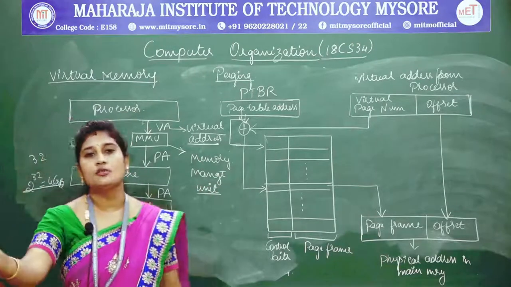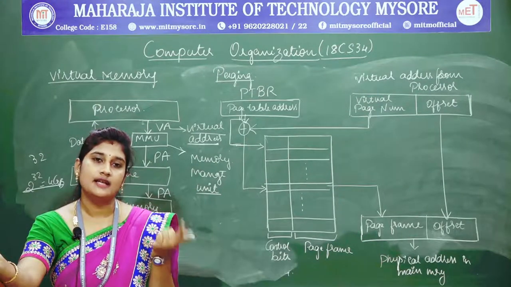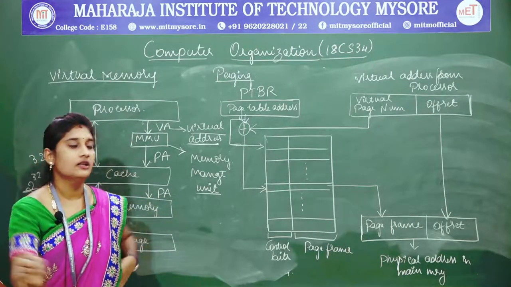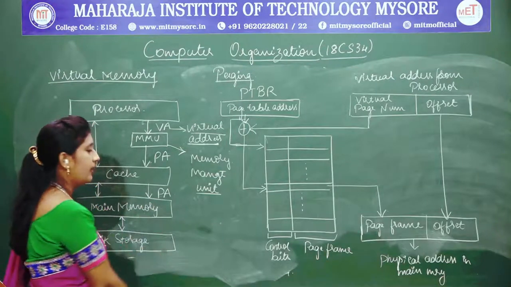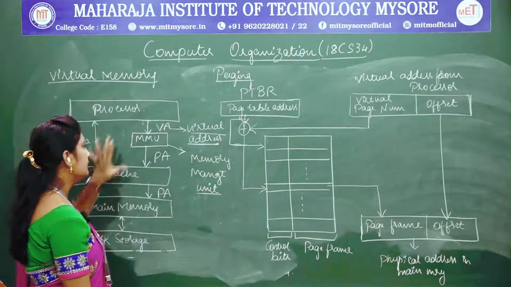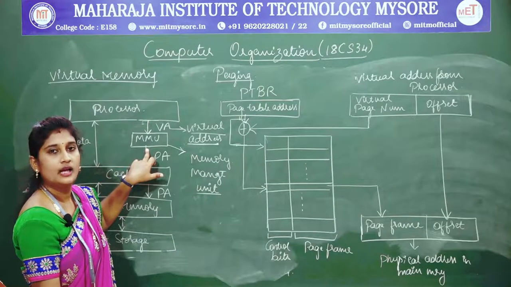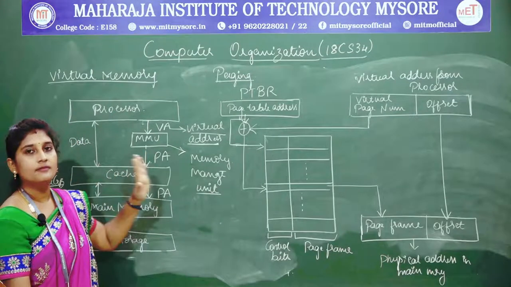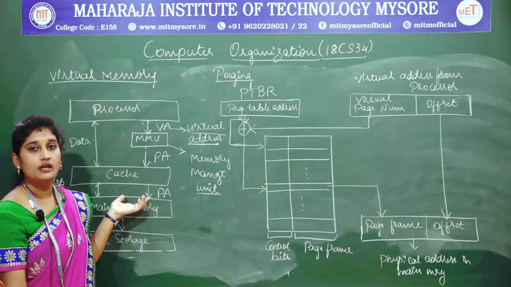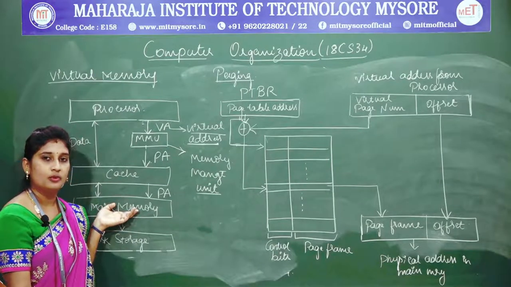The memory management unit is responsible for converting the virtual address sent by the processor into a physical address, which is present either in your main memory or in your secondary storage. Fine. The address sent by the processor gets converted by the MMU into a physical address. First it checks whether the data is present in the cache memory, or else it goes and checks in the main memory of your computer system.